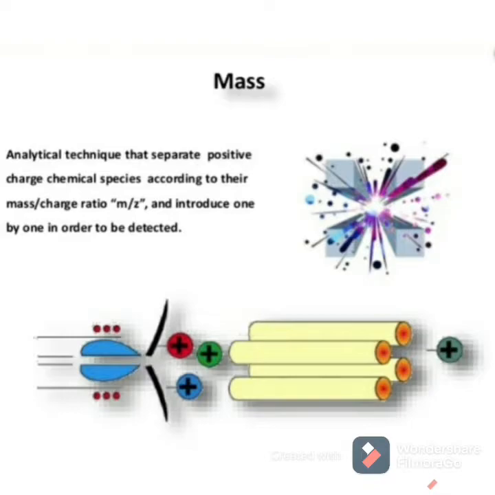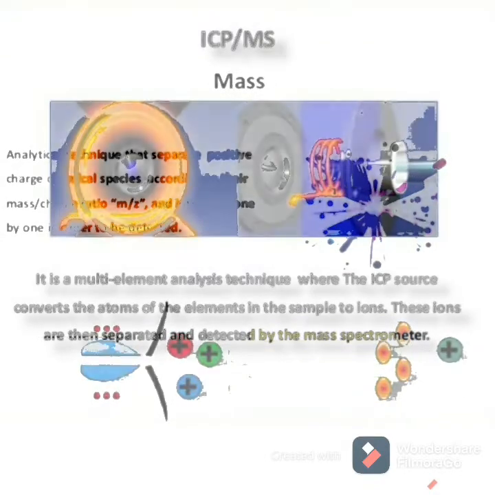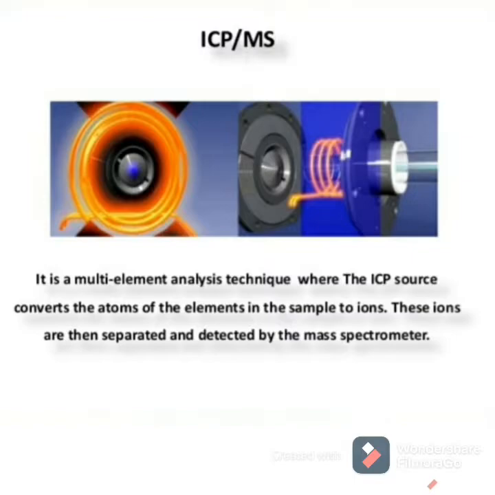For interview purposes, what is the definition of ICP-MS? ICP-MS is a multiple elemental analysis technique where the ICP source converts the atoms of the elements in the sample to ions. These ions are then separated and detected by the mass spectrometer.